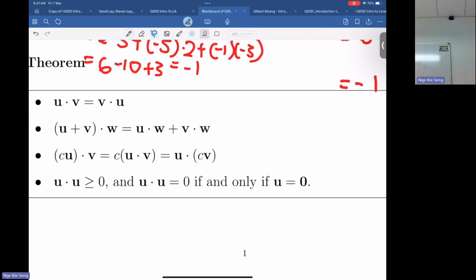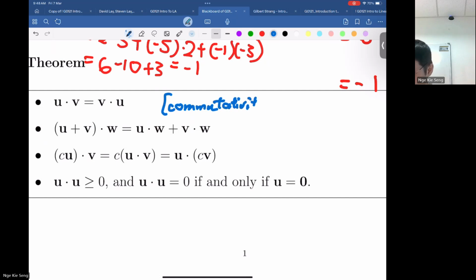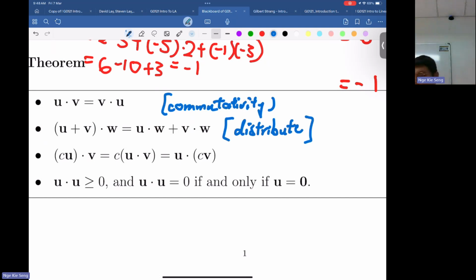It also commutes, so let me put that here. We also have distributivity. If you take a sum and then take a dot product with another vector, it's equivalent to taking the dot product on both first and then adding them together. And then there's a scalar distributivity also.